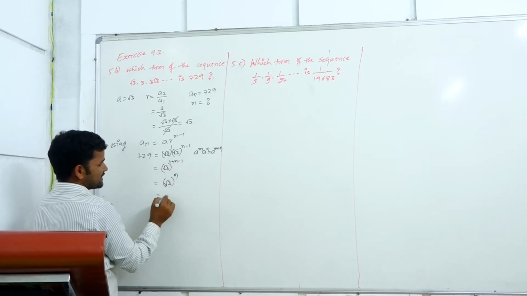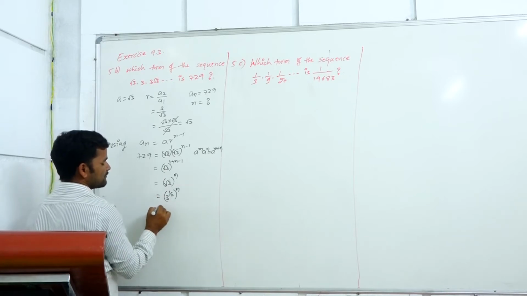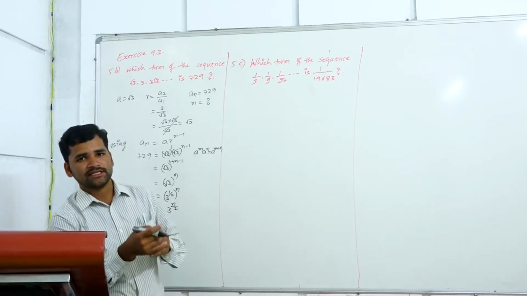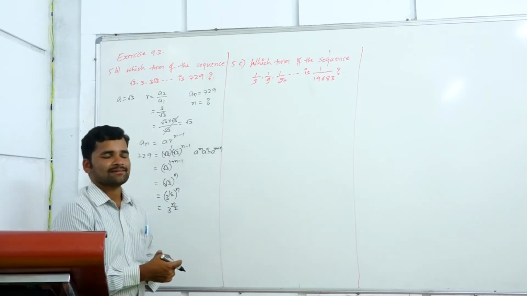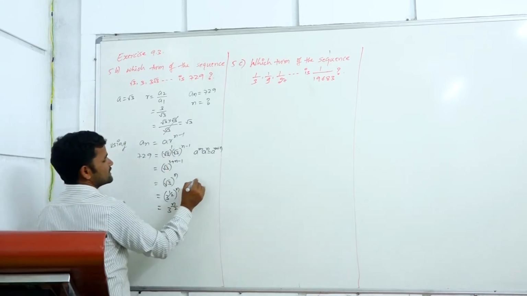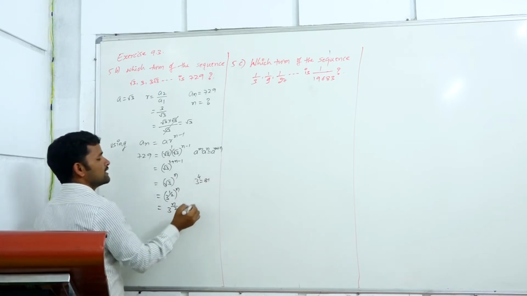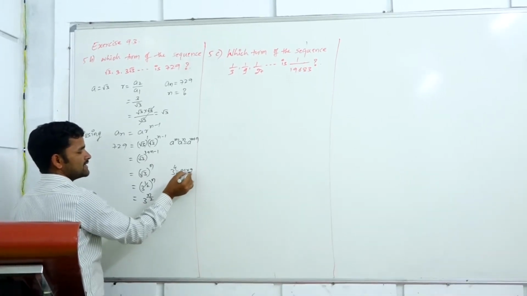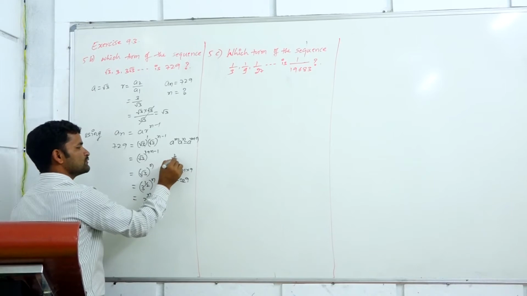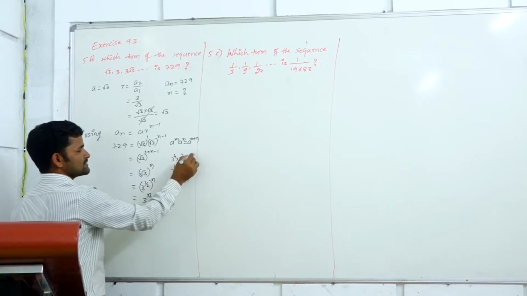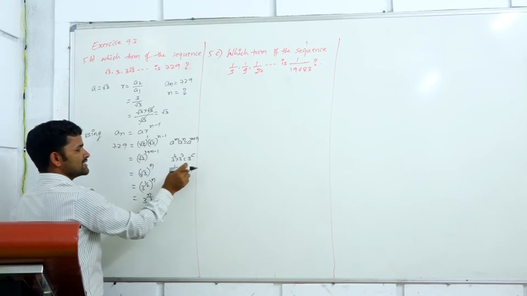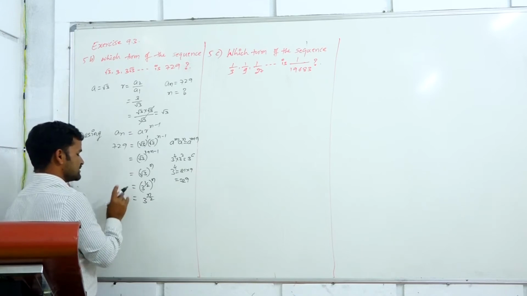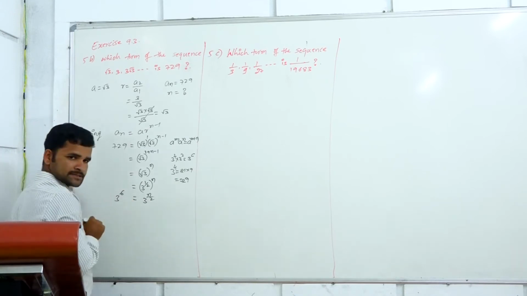This root 3 can be written as 3 to the power of 1 by 2, whole to the power of n, means 3 to the power of n by 2. 729 also we should write in terms of 3 to the power of something. What is 729? 3 raised to 4 we know, that is 81. If you multiply with 9, it is 9 into 81, 729. 9 1s are 9, 9 8s are 72. Means 3 raised to 4 into 3 square is equal to 3 raised to 6. 3 raised to 4 is 81, 3 square is 9, 729 we are getting. Means this 729 can be written as 3 raised to 6.